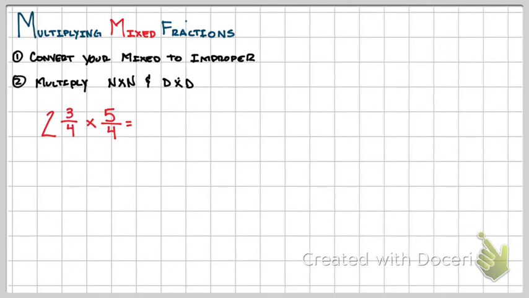Okay, so we're going to be multiplying mixed fractions today. In order for us to multiply mixed fractions, we have to convert our mixed number to improper first. Once we do that, once we have two numerators and two denominators in our fractions, then we can go ahead and multiply. So look at this example: 2 3/4 times 5/4. The first thing I want to do is change this mixed fraction to an improper fraction.